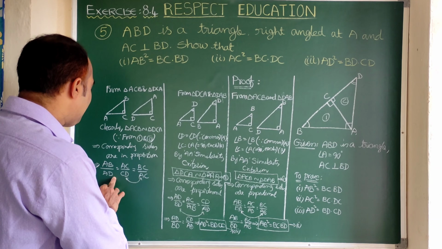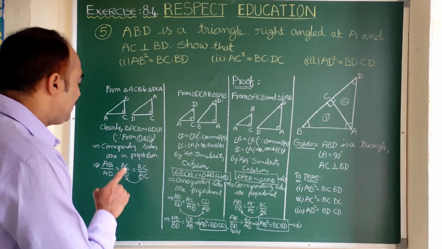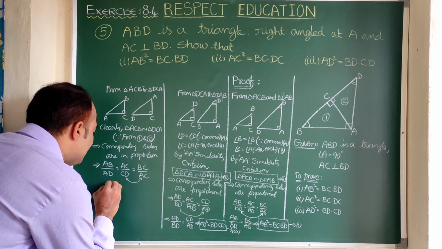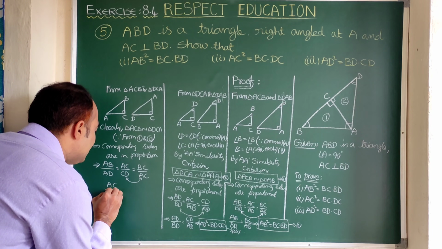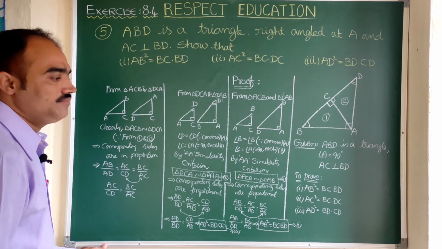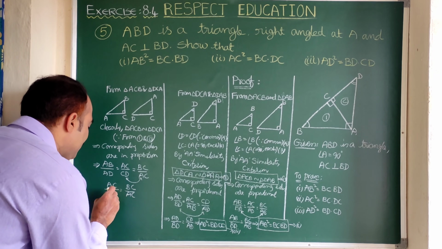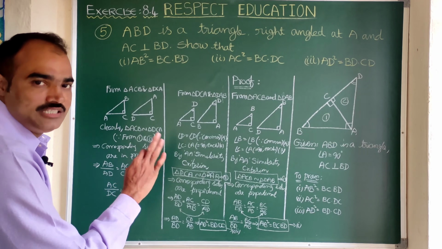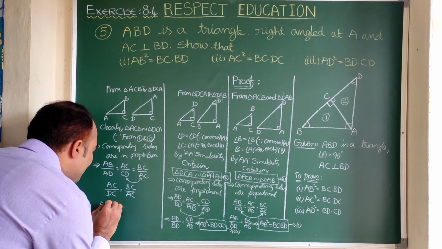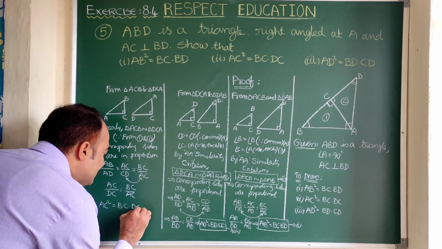So let us leave it, right? AB by AD is not required. Now let us take this one. I am writing once again AC by CD is equal to BC by AC, right? Now CD can be written as DC also. CD and DC both are the same. Let us do cross multiplication. AC into AC, this is AC square is equal to BC into DC.